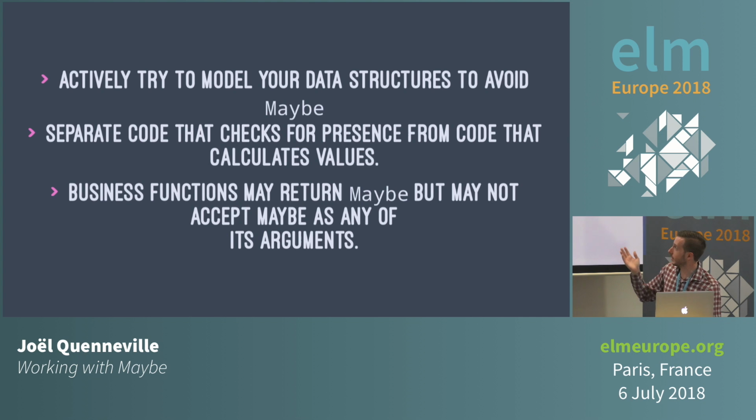And these are the three guidelines that we saw. Number 0, just try to model your data structures to avoid Maybe in the first place. Number 1, separate code that checks for Maybe or presence from code that calculates values. And then finally, the caveat to that is business functions that return Maybe are acceptable, but don't allow Maybe as arguments to your business functions.